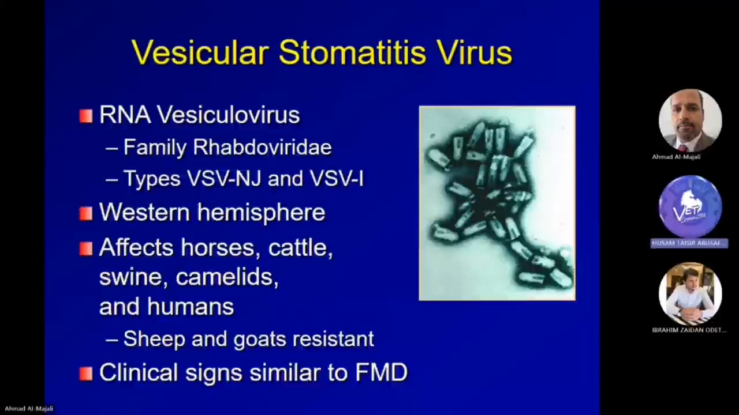It affects horses, cattle, swine, and camels. In addition to that, humans. So this is a very important zoonotic disease. Sheep and goat are resistant. So this is one epidemiological fact that we can use to identify this disease.